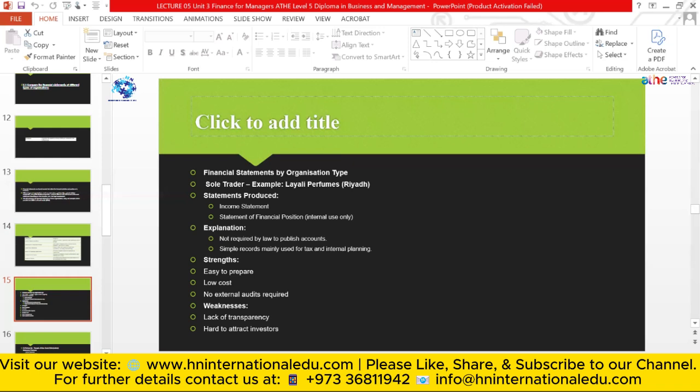Strengths, the positive parts: easy to prepare. Yes, it is, because for SMEs it is going to be on a monthly basis too. It's for the big companies too, but for SMEs the numbers and varieties of expenses are quite less. Low cost, because you don't need an extra cost to hire even an auditor. No external audits required.